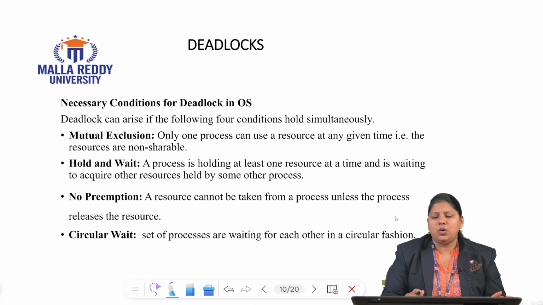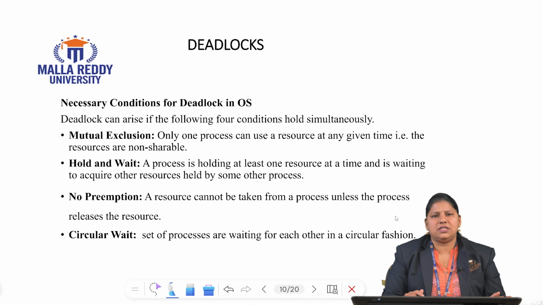And next, hold and wait. A process is holding at least one resource at a time and is waiting to acquire other resources held by some other process. For this, we can consider the example of a traffic signal. At the traffic signal, the roads are called resources. If it is green, then the vehicles can move in only one direction. The remaining 3 directions have to wait. So the request of the second one is the hold and wait process.